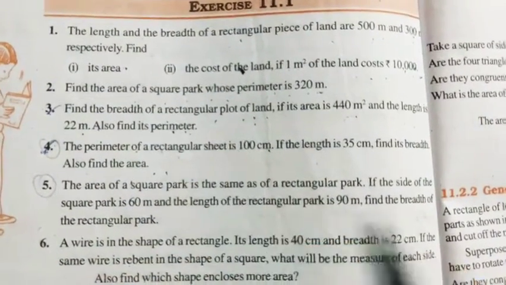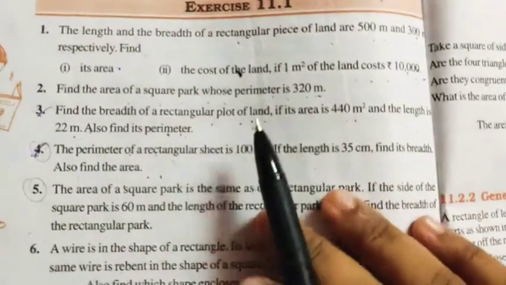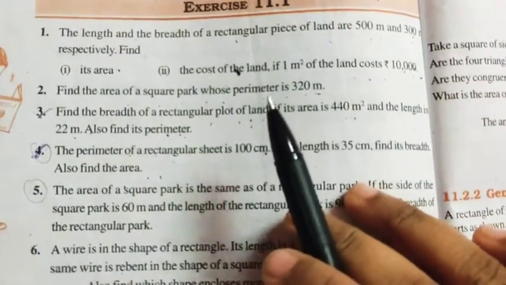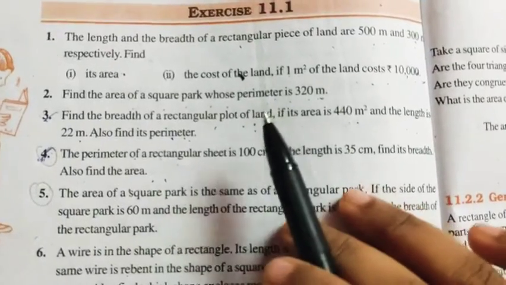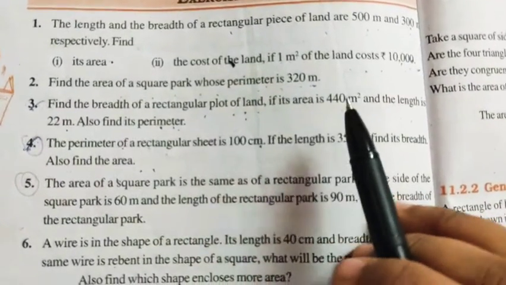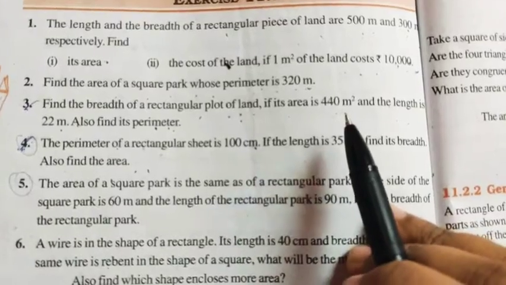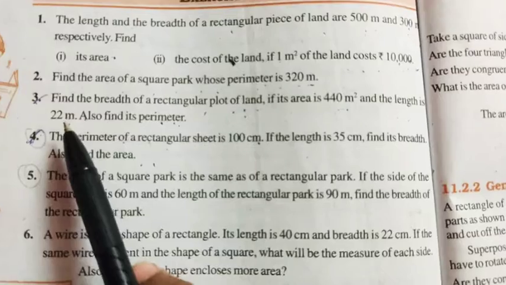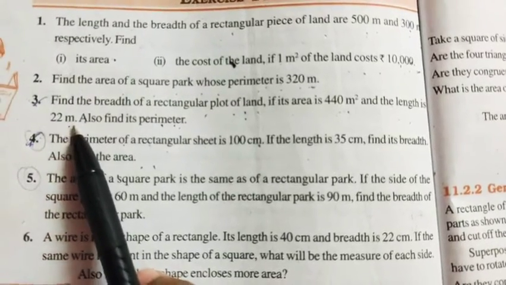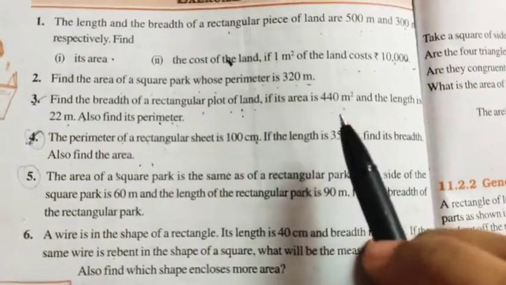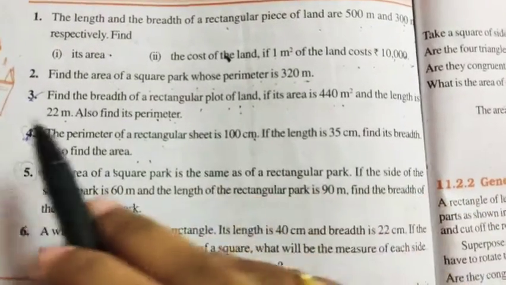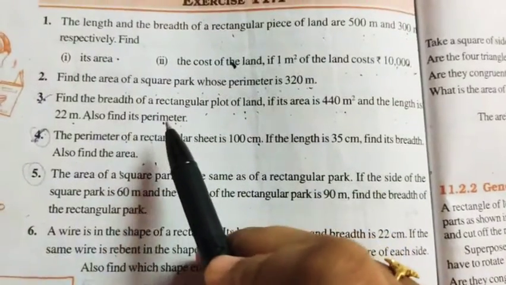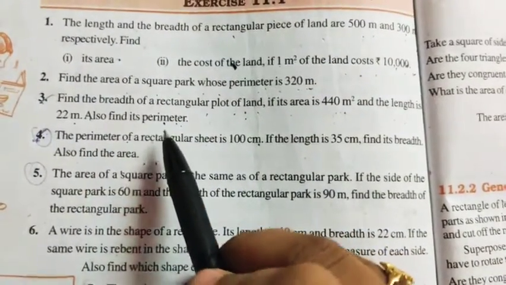What they have given is a rectangular plot of land. That means there is a land which is in the shape of a rectangle. The area of that rectangular land is 440 meter square, and the length of that land is 22 meter. We have to find its breadth and perimeter.